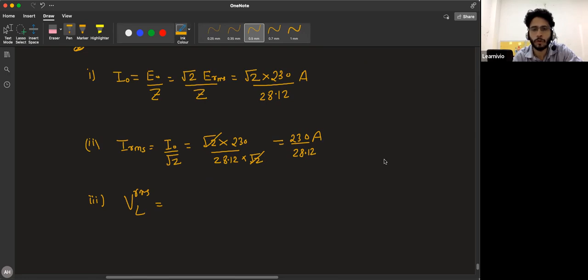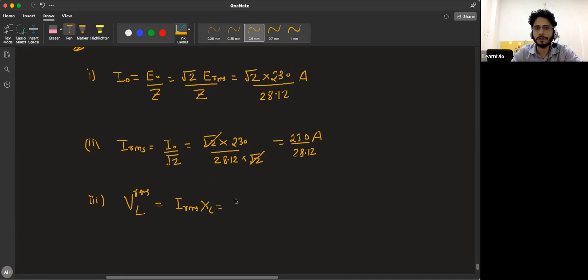Yashika, how do you calculate the RMS value of voltage across the inductor? Sir, I_RMS into X_L. It's I_RMS multiplied by X_L. Hishma, is it clear now, the expression for voltage? Yes, sir.